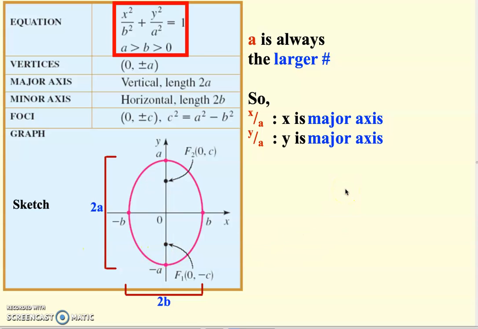So you just look at the two denominators and then you do a comparison. You go, well, where's the larger denominator? What's it under, or what's it attached to? Another way to think about it: if A is attached to X, you're looking at a horizontal ellipse. If A is attached to Y, then you're looking at vertical. And that's pretty much it. And then again, the C-squared equation will help us find the focal points. So we're going to run through a couple of graphs, then we'll do some equation writing, then a little bit of word problem.